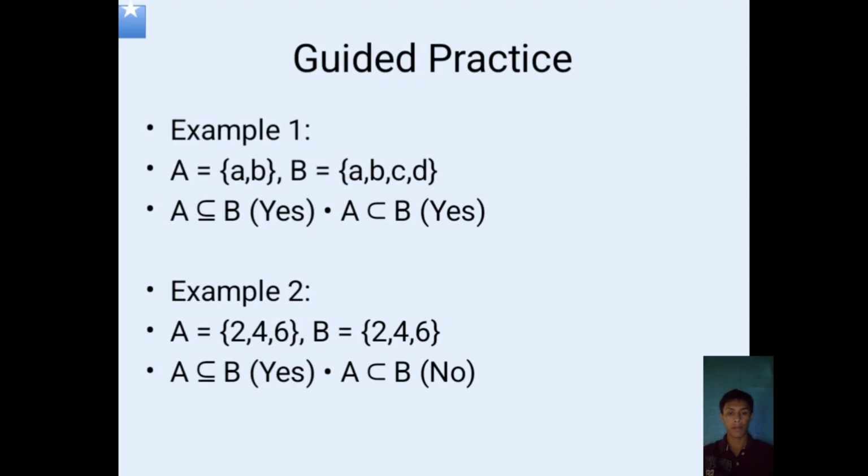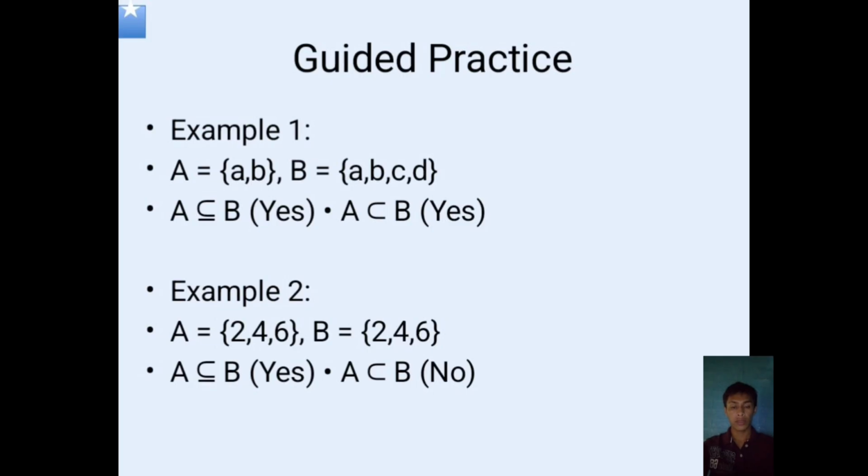So now let's try to answer this example. So we have set A which is having A and B, and set B having the elements A, B, C, and D. So A is a subset of B. So yes, because all elements present in A are present in B. And also A is a proper subset of B, since B is larger than A, and all elements present in A are present in B.